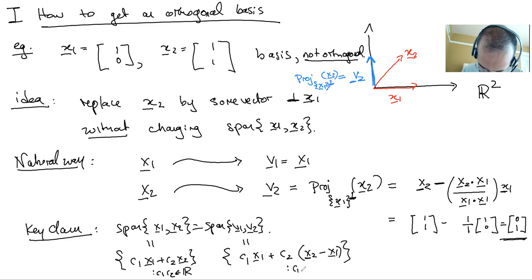Okay? So this doesn't change the span. This is a key property. If you take one of your vectors and subtract the projection along the previous vector, that doesn't change the span. It's sort of geometrically clear as well. So the Gram-Schmidt algorithm is just a boosted up version of this observation. So let me tell you what the algorithm is. Actually, any more questions?